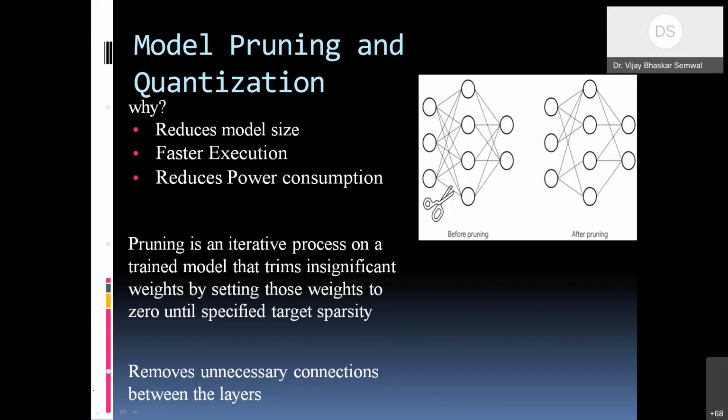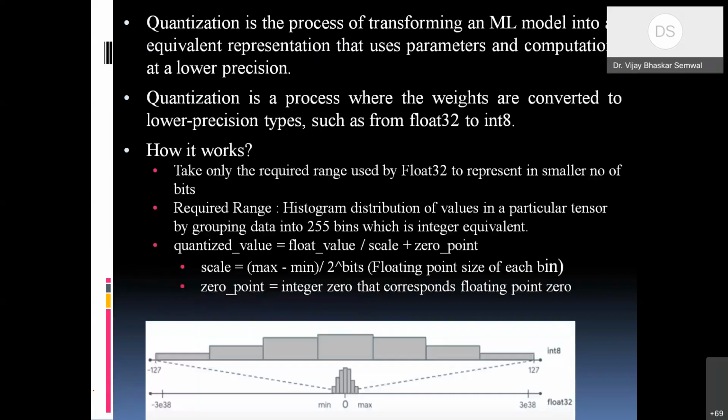Pruning is an iterative process on a trained model that trims the insignificant weights by setting those weights to 0. It is like the ReLU function. If it is a negative weight, it is simply made 0. And that's why sparsity will come. Some weight matrices will reduce. So we have not killed the neuron, we have just killed the weights which are very insignificant. Remove unnecessary connections.